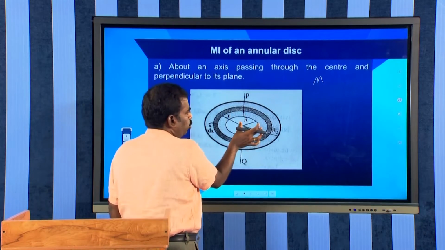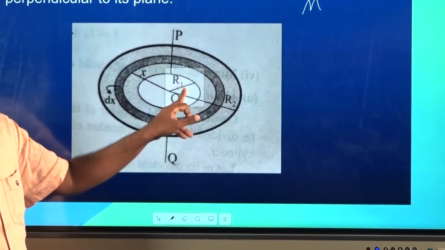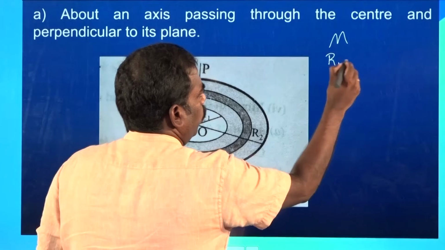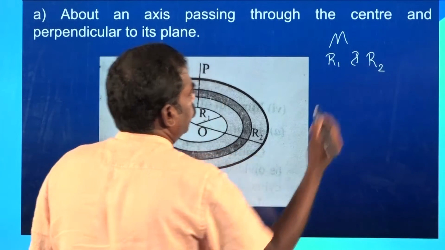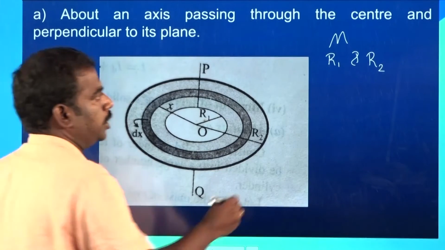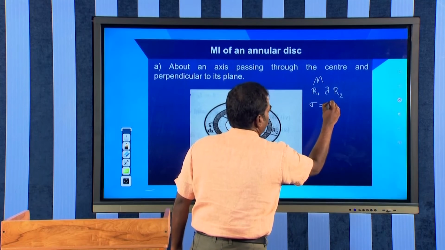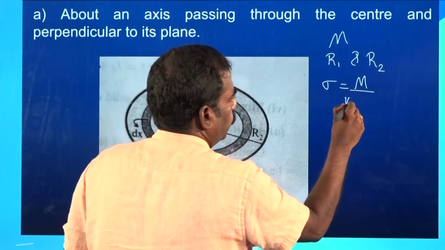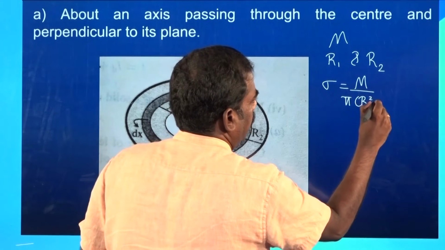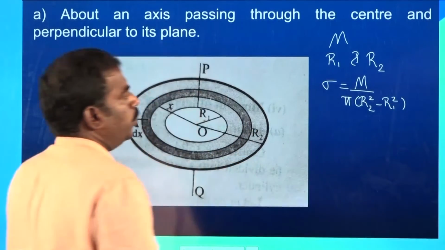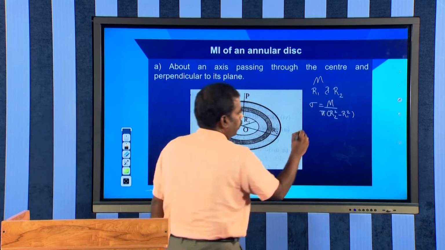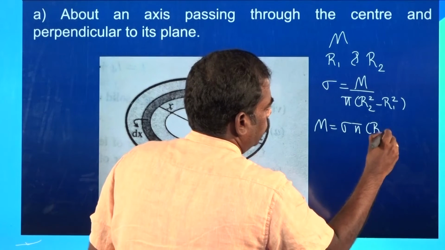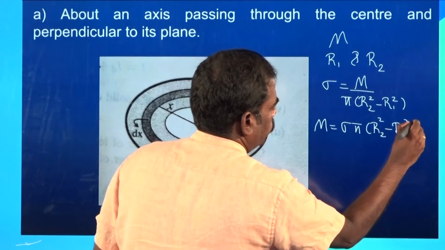Here you have two radii, the inner radius R1 and the outer radius R2. So, here we are just considering an annular disk of inner radius R1 and outer radius R2. Here also we are considering sigma, which is the mass per unit area, sigma equal to m by the area of this annular disk. It is nothing but pi into R2 square minus R1 square, or the mass of this annular disk equal to sigma pi into R2 square minus R1 square.